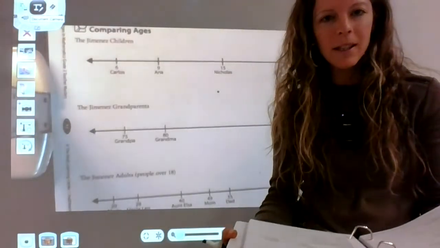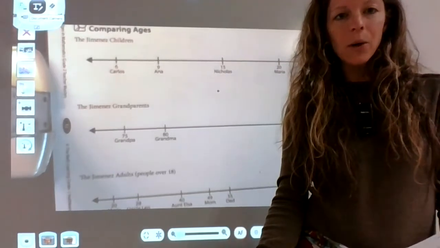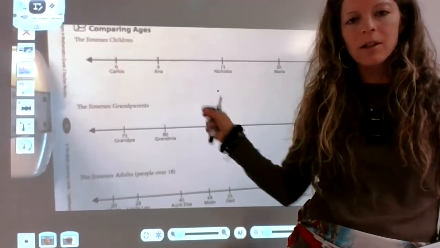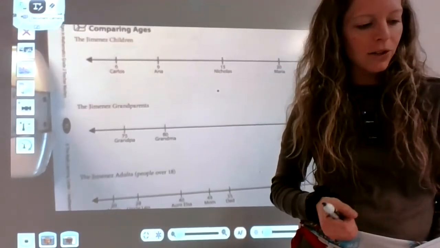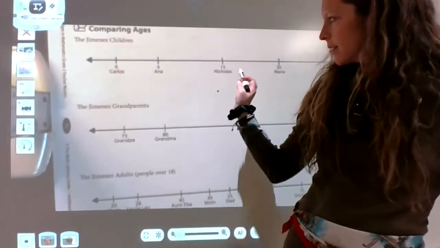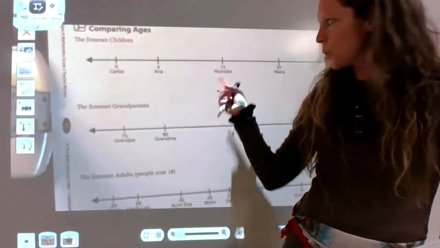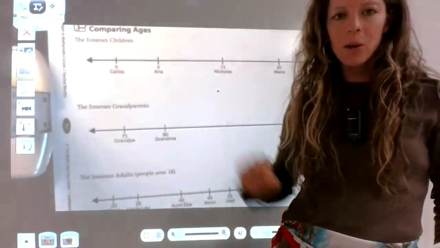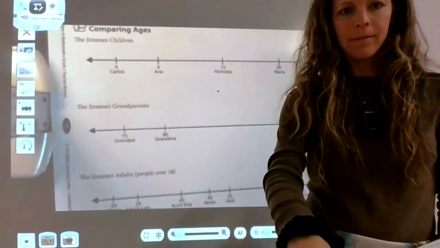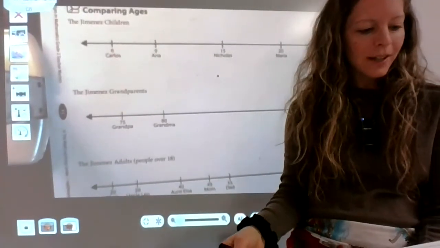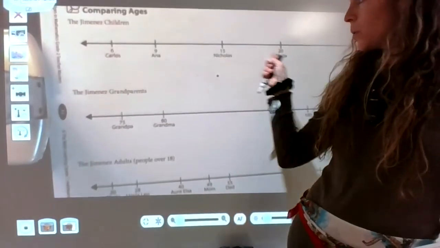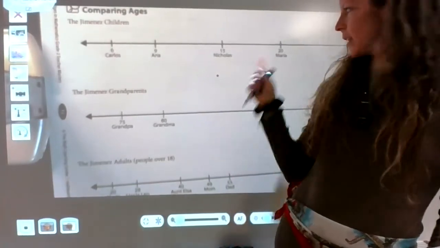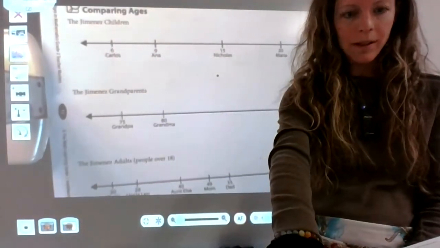Okay, this time I'm going to read some questions, and I'd like you to pause the video and then show me how you figured out that answer using pictures with your jumps on your number line and numbers. Here's the first one. Nicholas and Carlos are brothers. Nicholas is older. How much older is Nicholas than Carlos? Next question. Maria is older than Carlos by quite a bit in this family. How much older is Maria than Carlos?